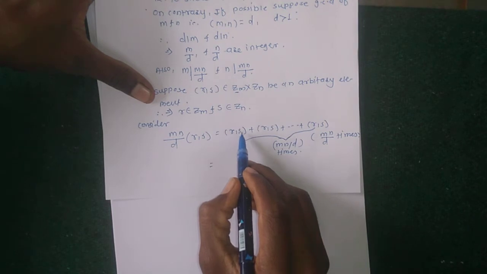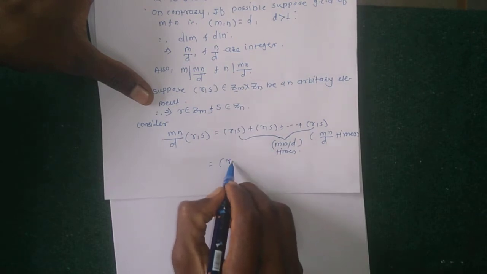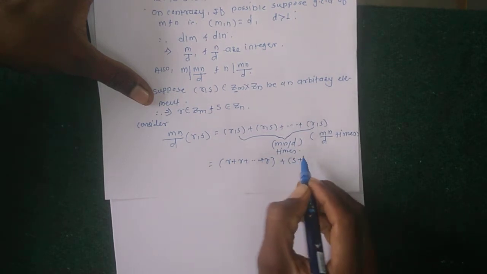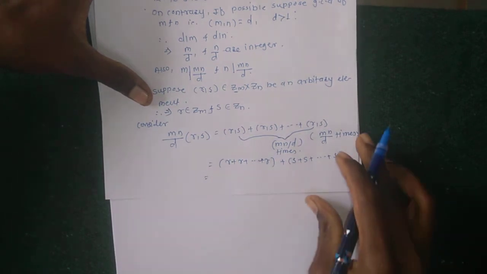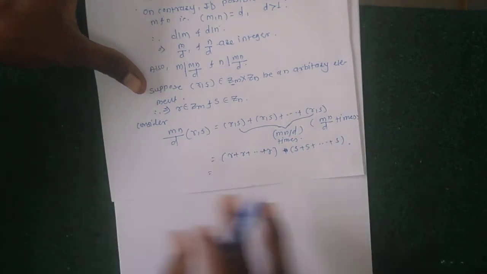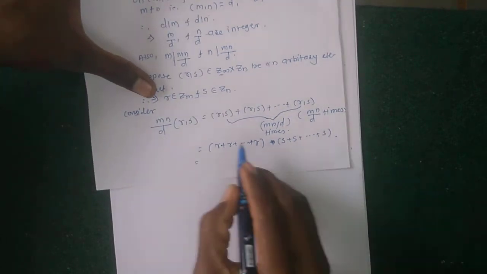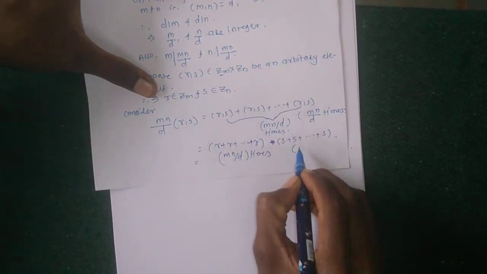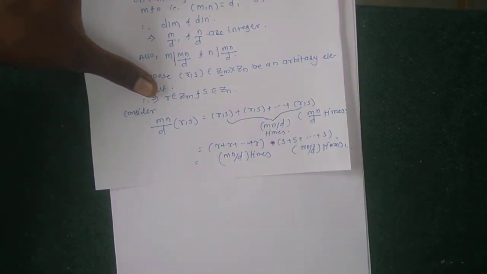Then this is ordered pair of R S plus ordered pair of R S. This can be written separately in the form of R plus so on plus R, plus S plus up to so on up to S. This is written in the form of R plus up to R and S plus up to S. These are all mn by d times, and this S also mn by d times, which can be written separately.